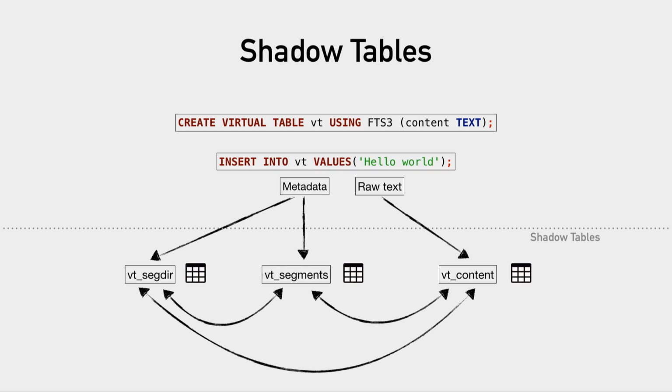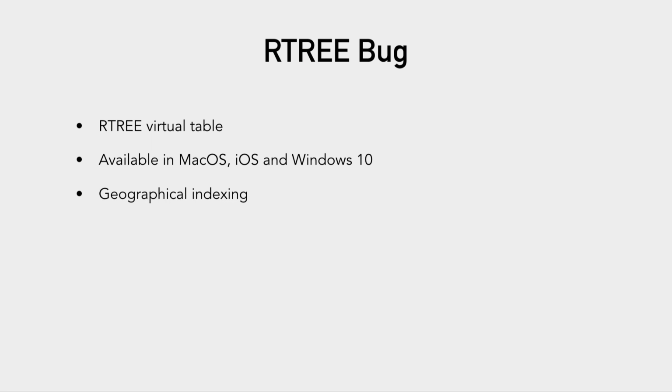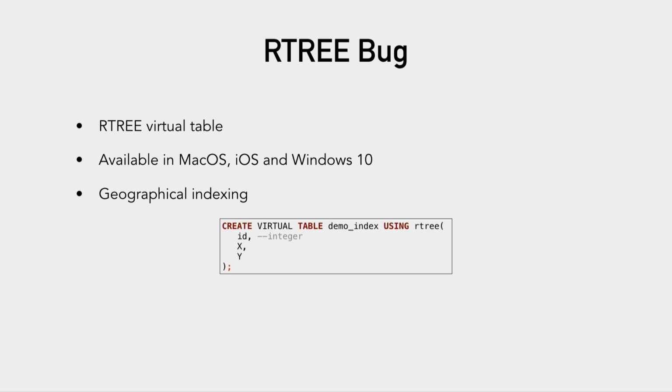Let me show you an example of a bug that I found in one of the interfaces of the R-tree virtual table. R-tree is a virtual table module, available in macOS and iOS, and now also built into Windows 10. It's used for some geographical indexing. I'm not entirely sure what that means, but the structure should be the following. A table should begin with ID, that is supposedly an integer, and then you have a bunch of coordinates, like x and y's. So R-tree interfaces would obviously expect ID to be an integer.